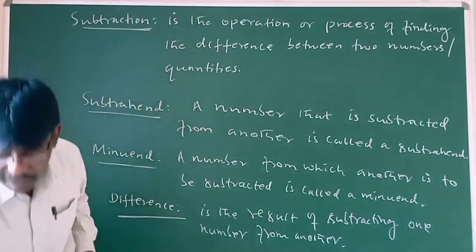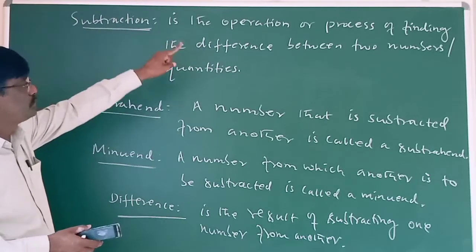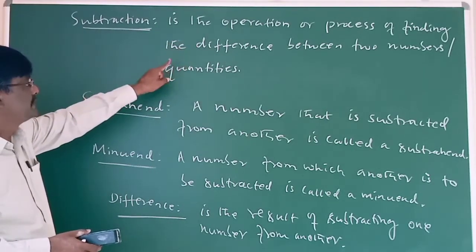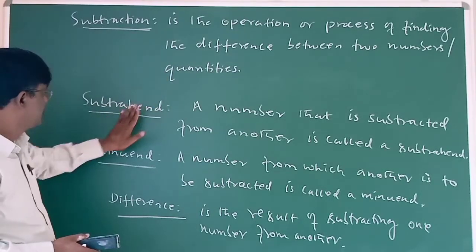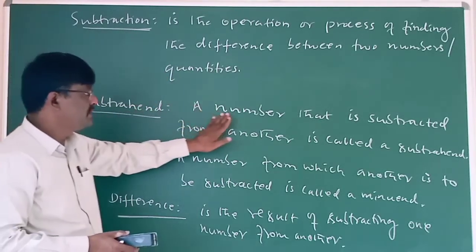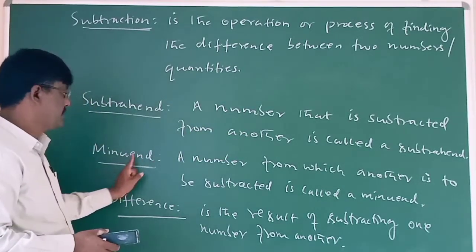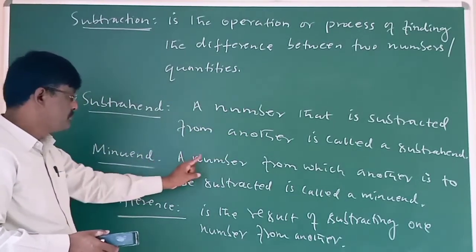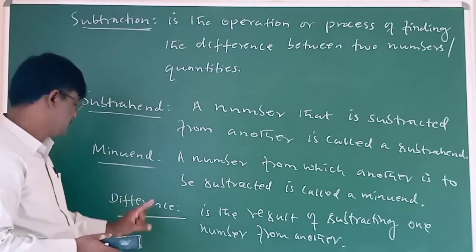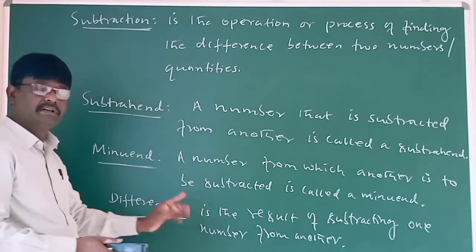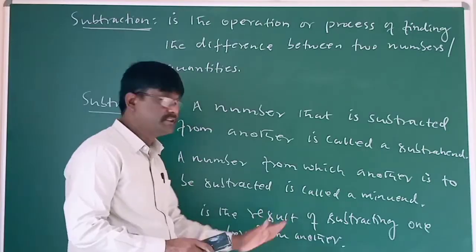Now just see this. Once again, children, subtraction is the operation or process of finding the difference between two numbers or quantities or any algebraic terms. Subtrahend: a number that is subtracted from another. Minuend: a number from which another is to be subtracted. Next, difference is the result of subtracting one number from another.